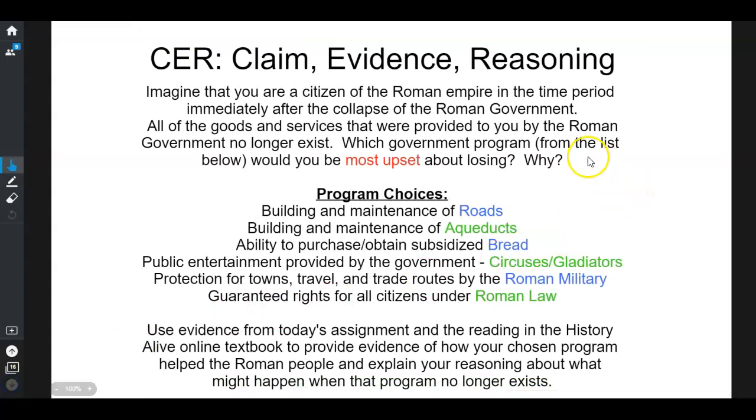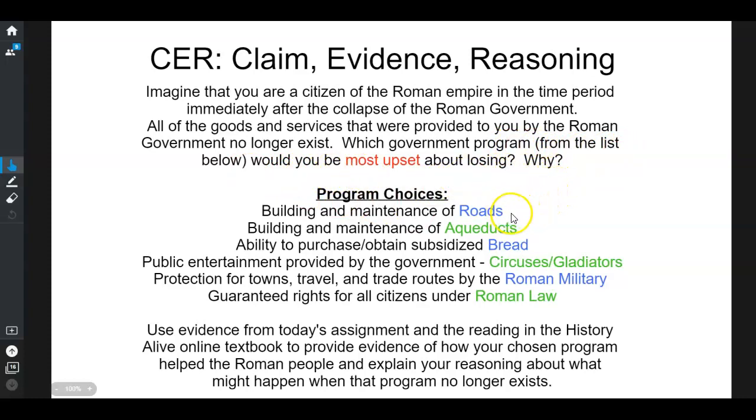So what you need to do for Wednesday is a CER, claim, evidence, reasoning. Imagine that you are a citizen of the Roman Empire in the time period immediately after the collapse of the Roman government. All of the goods and services that were provided to you by the Roman government no longer exist. Which government program from the list below would you be most upset about losing, and why?